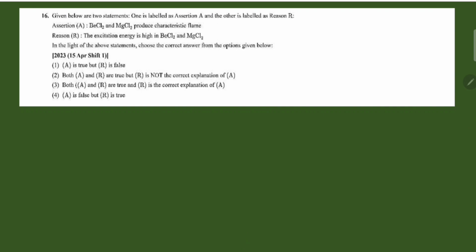Look at the next question. Given below are two statements, one labeled as assertion, the other labeled as reason. Assertion: beryllium chloride and magnesium chloride produce characteristic flame. Reason: the excitation energy is high in beryllium chloride and magnesium chloride. In the light of the above statements, choose the correct answer from the options.